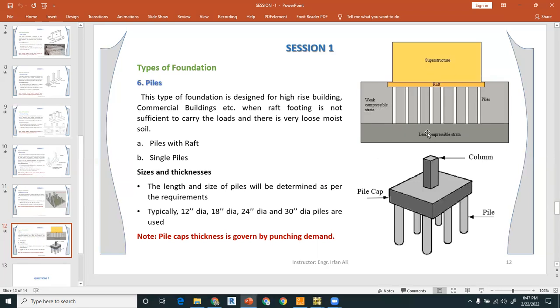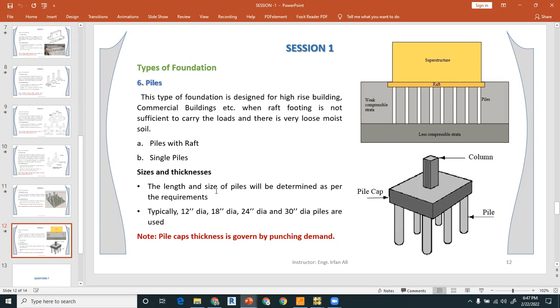So it is the designer's choice whether to use it in combination with the raft, or with the pile cap, right? This type of foundation is designed for high-rise buildings, commercial buildings, etc., when the raft footing is not sufficient to carry the loads and there is a very loose, moist soil, right? So there are two options which can be used by the designer: piles with raft, in which some of the load will be resisted by the raft and some of the load will be resisted by the piles. And the other option is single piles or group piles, in which there will be a pile cap, right?